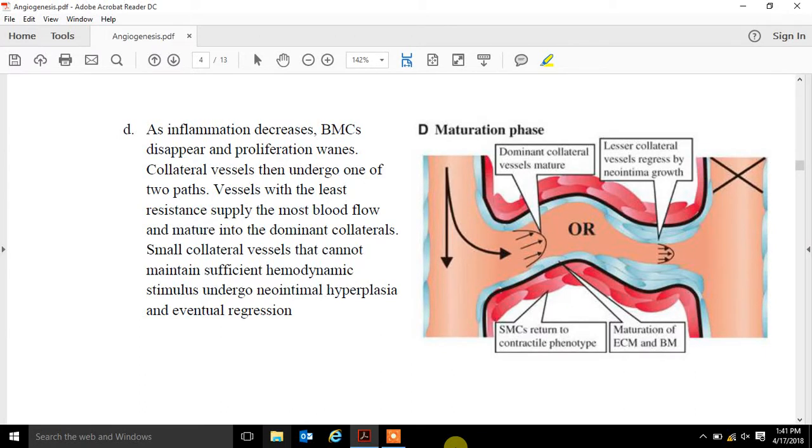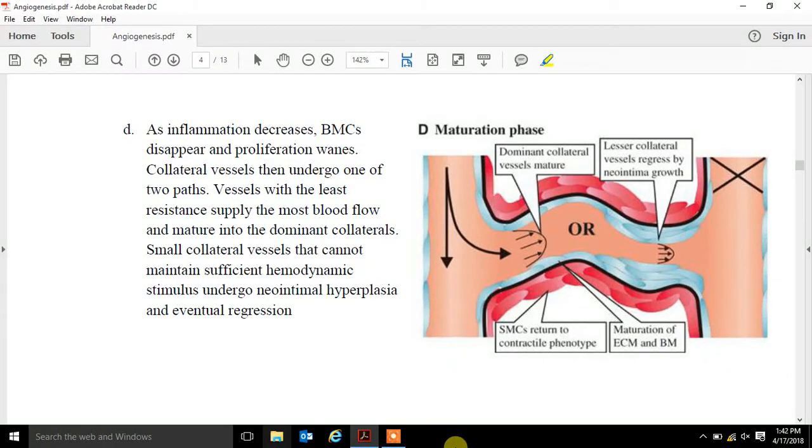This is happening in not just one collateral vessel. If there are multiple collateral vessels involved, they're all going to start going through this process, but they don't all complete it. There is a maturation phase, as it's called, where the vessels that develop with the least resistance, and therefore supply the most blood flow, go ahead and mature into a dominant collateral that's there to stay and is going to supply blood to the area.